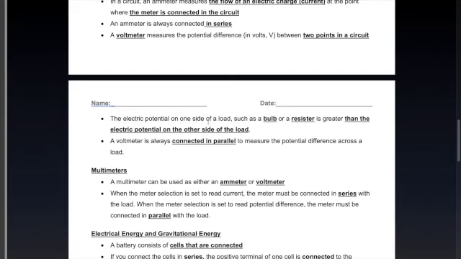So the electric potential on one side of the load, like a bulb or a resistor, is greater than the electric potential on the other side. Remember that the electrons lose a little bit of energy. So we're asking how much energy the electron has going in and how much it has going out. That tells us the potential difference for that particular load, so we can figure out how much energy a load uses.